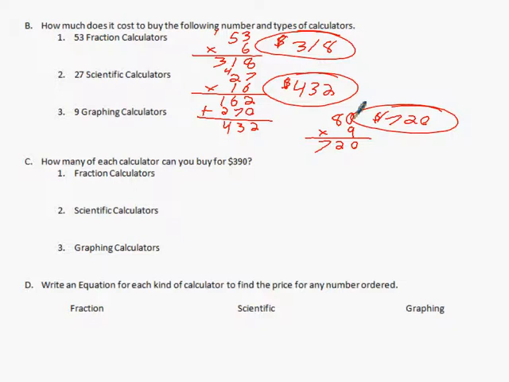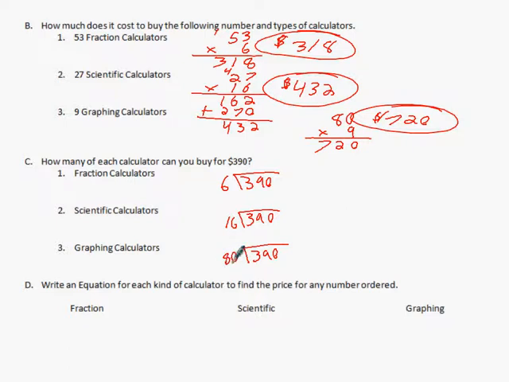Multiply, multiply, multiply. C, how many of each calculator can you buy for $390? So instead of multiplying, now we're going to divide. So it's $390 first, divided by 6. Second, divide by 16. And third, divide by 80.